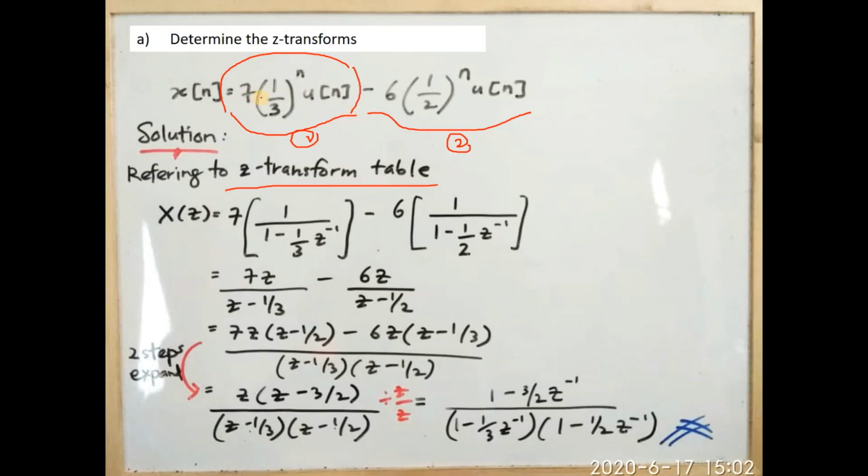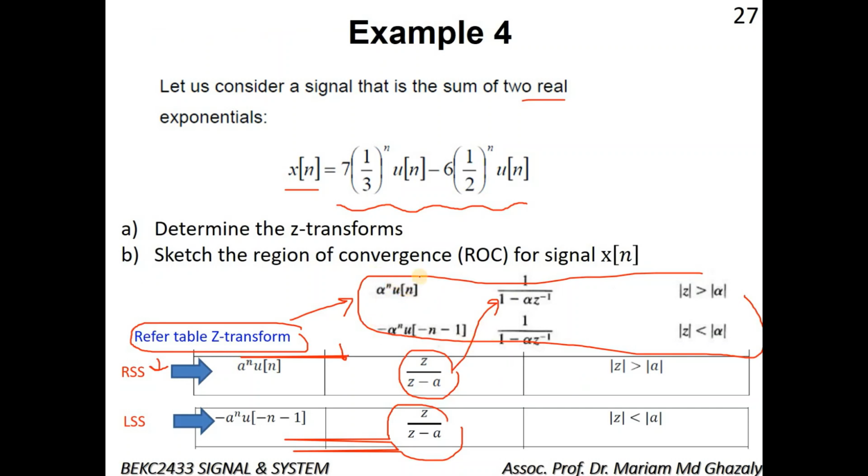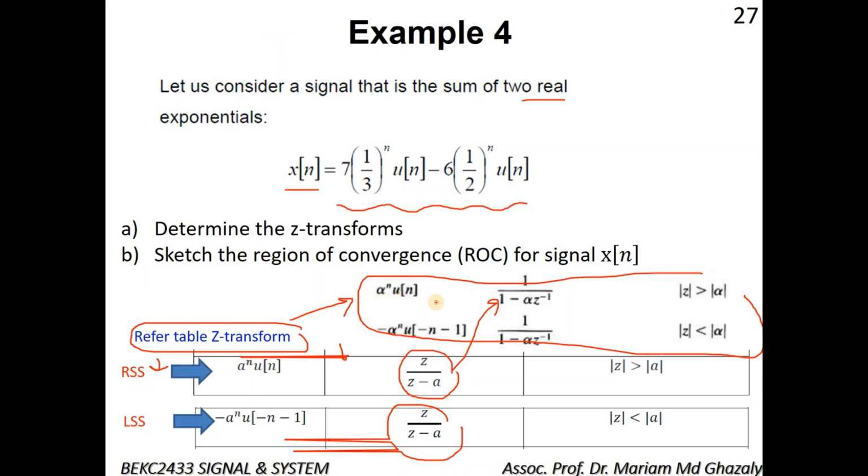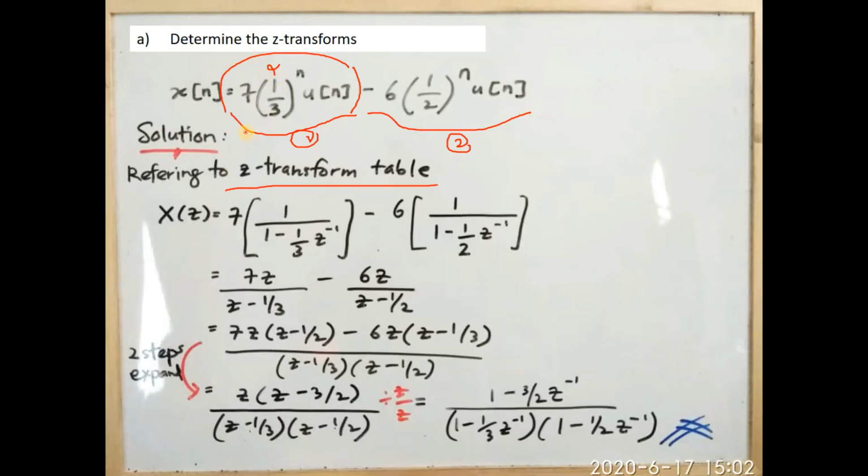We have 7 times (1 over 3) to the power of n, u[n]. So imagine that 1 over 3 is alpha. Refer to this and match it with this table. It represents alpha to the power of n, u[n]. So you have the matching, where the Z transform is given by 1 over 1 minus alpha Z to the power of minus 1.